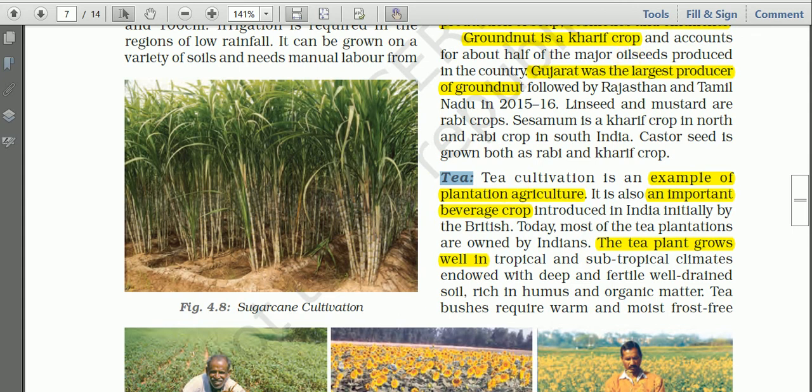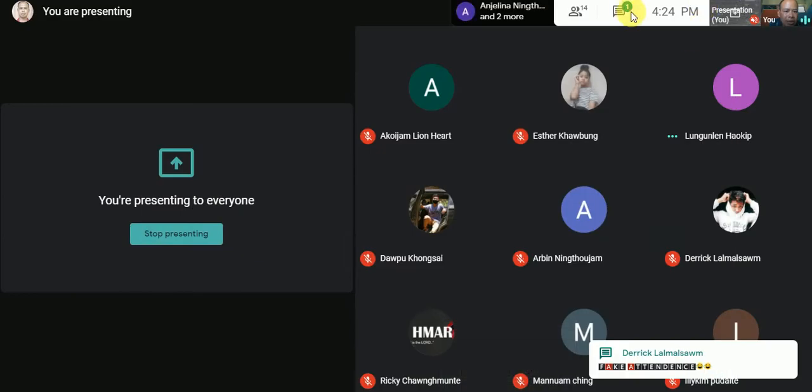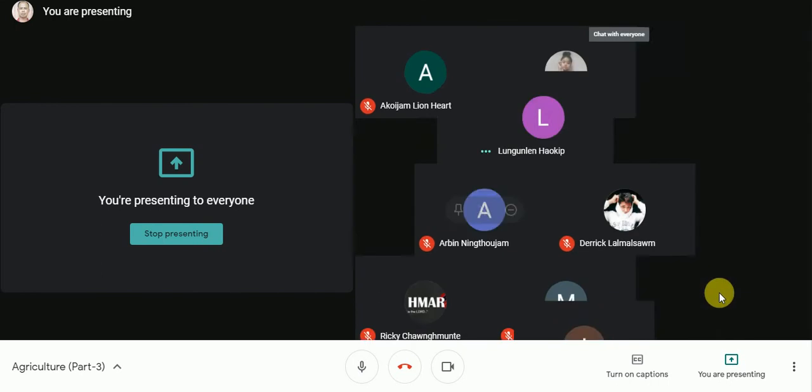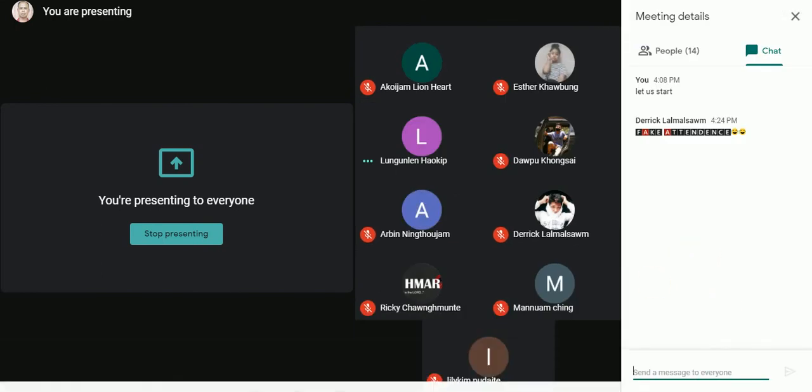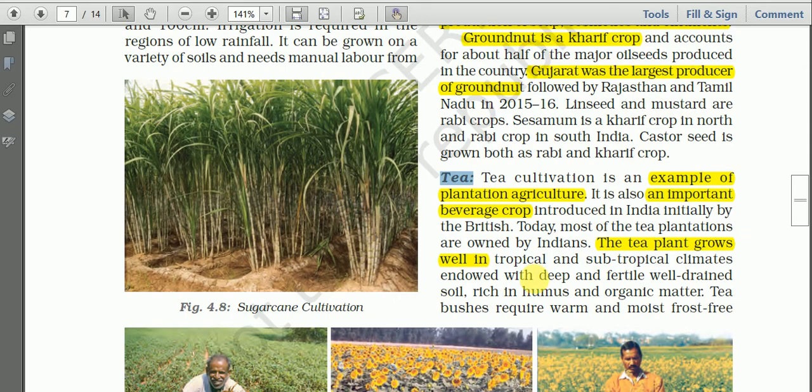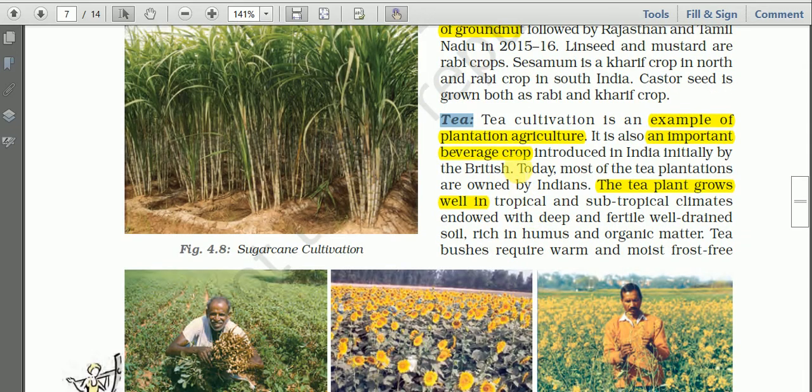Then the next important crop is tea, which we also drink. Tea cultivation is an example of plantation agriculture. What is plantation agriculture? We have learned earlier. Can anybody tell me about plantation agriculture? What is plantation agriculture?